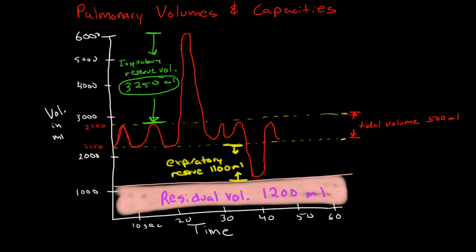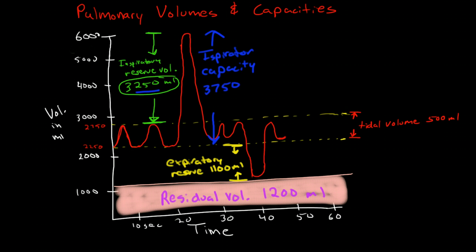Okay, so I wanted to bring up some new terms here. If you add the tidal inspiration with the inspiratory reserve volume, this here is going to be called the total inspiratory capacity, or just inspiratory capacity. So this is the 3250 plus the 500, and it's going to equal around 3750.